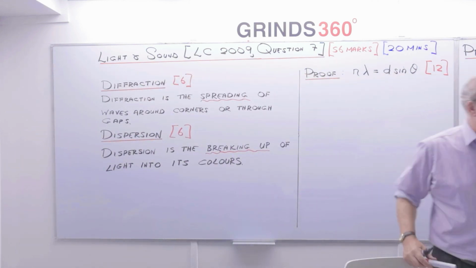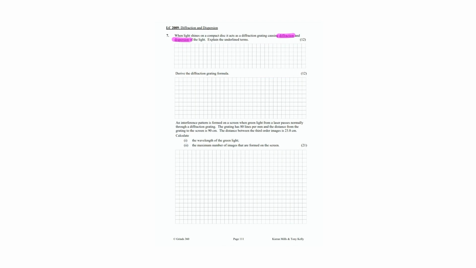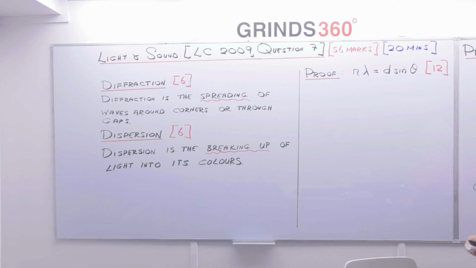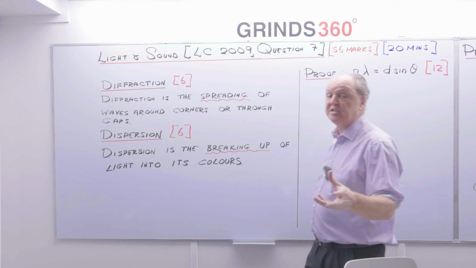Next part of the question. They're asking me to derive the diffraction grating formula. Look, I've done this as a separate proof. So you'll see it there along the sidebar. So have a look at that proof. There's 12 marks for it. It's the only proof actually for Light and Sound.